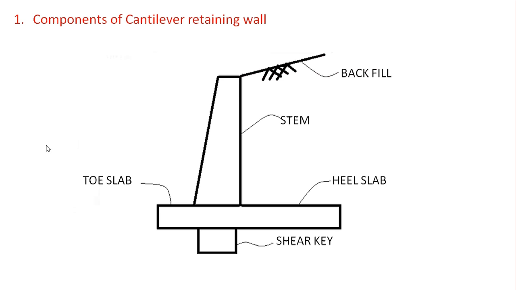So as you have seen in the definition, what actually we have written is, all the components, component means stem, toe slab, shear key and heel slab, all will behave as a cantilever member which is fixed at one position. That's why it is called a cantilever retaining wall.